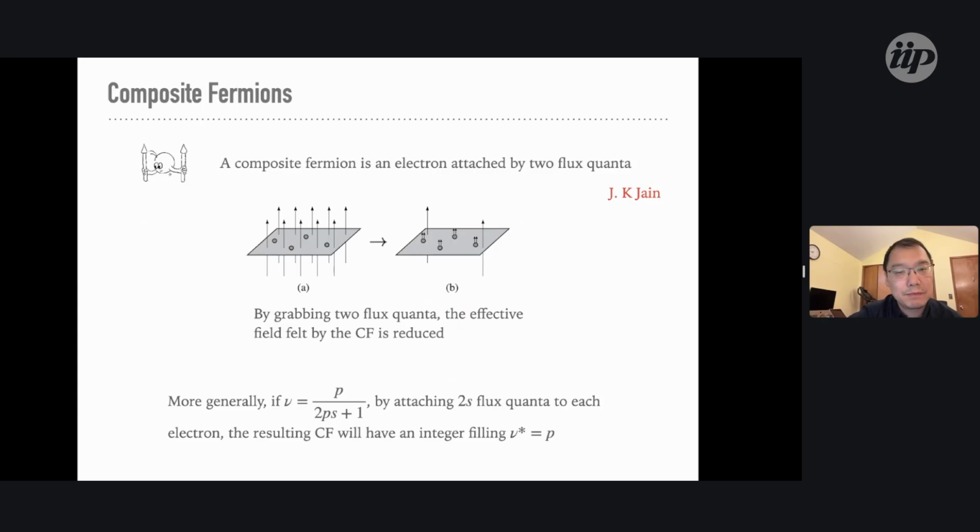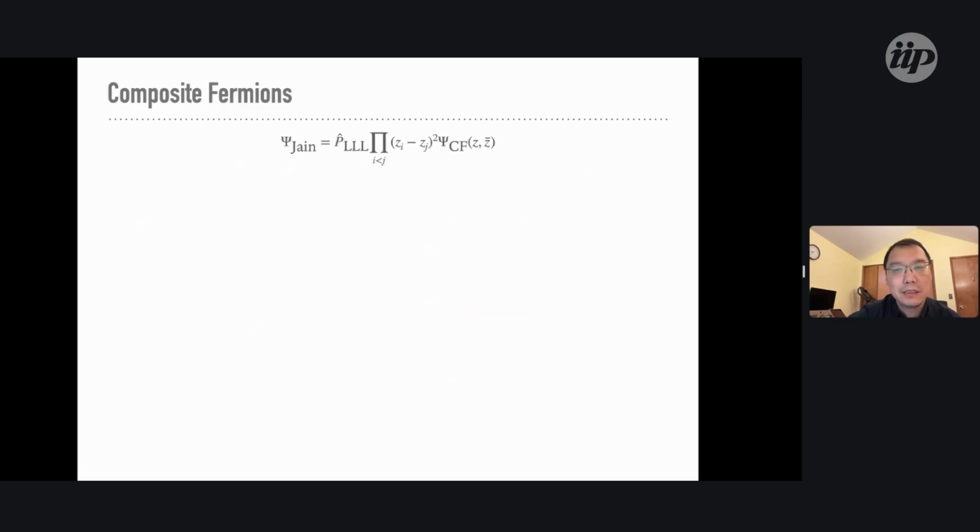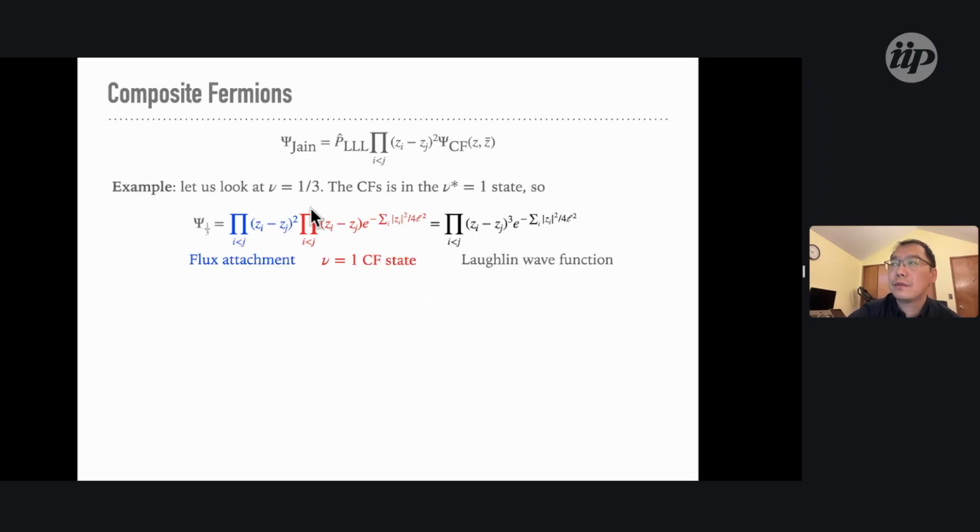Not only that, besides the picture, Jain also proposed that you can write down a wave function like this. Here is the composite fermion wave function, and in most cases, it's a Slater determinant. Of course, you can also assume that there's a paired state of the composite fermions or some other more exotic state. Then you attach the two flux, and here is z_i minus z_j. To be more precise, this should be vortices rather than flux. And after that, you do a projection. I'll give you a very quick example.